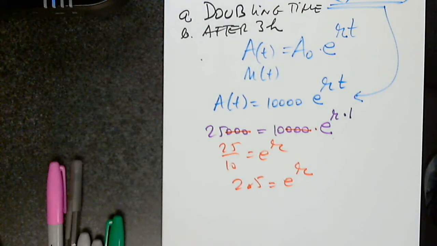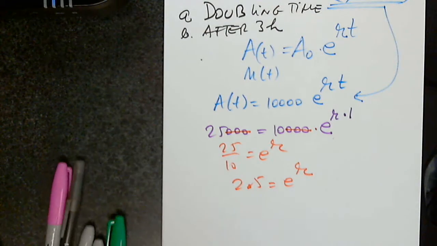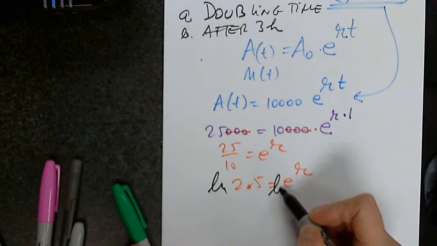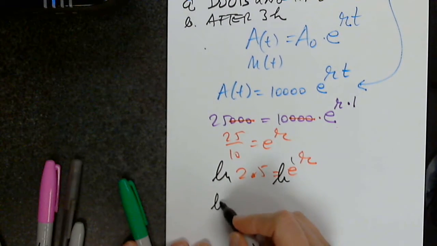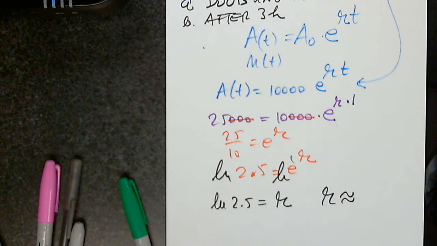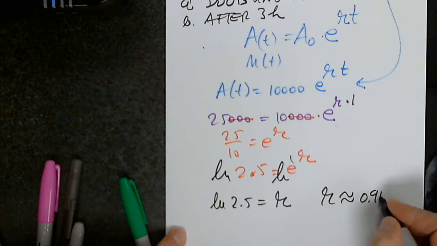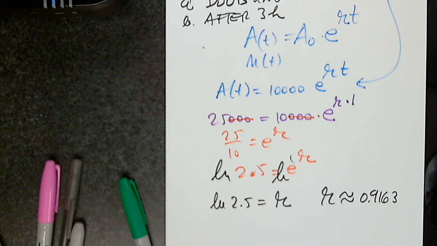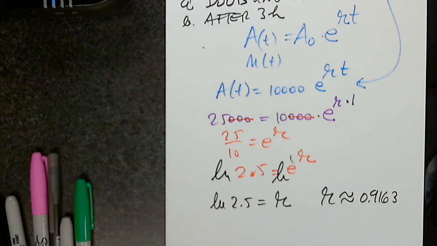How do I solve this equation for R? Yes, I have to apply natural log. There is only one chance because I want this power to come down. Natural log 2.5 equals R. So I will plug it in the calculator. And when I do that, I get natural log of 2.5 is close to 0.9163. We normally take at least 4 decimal digits for rates.